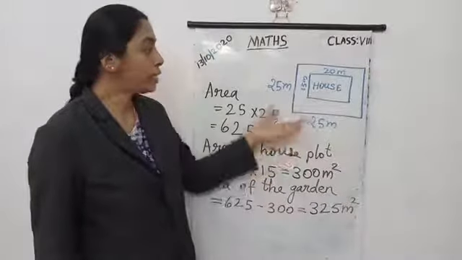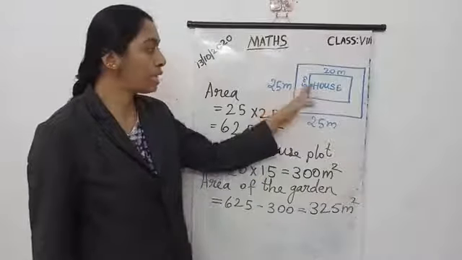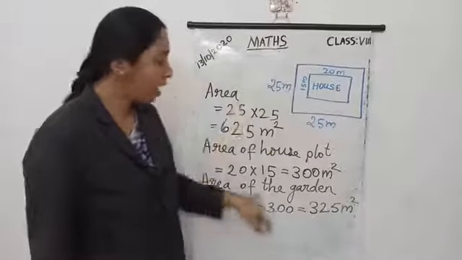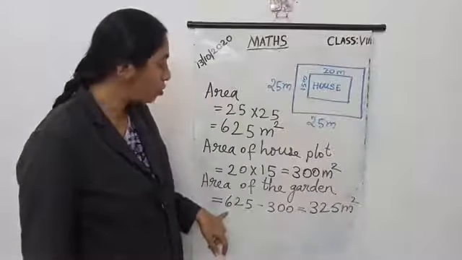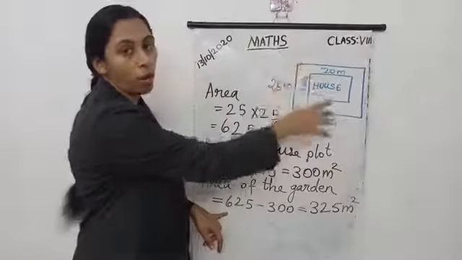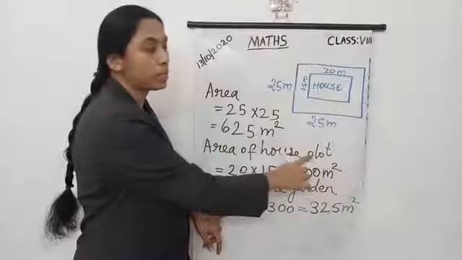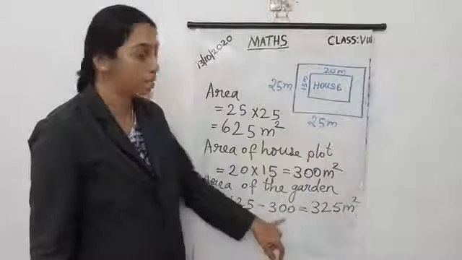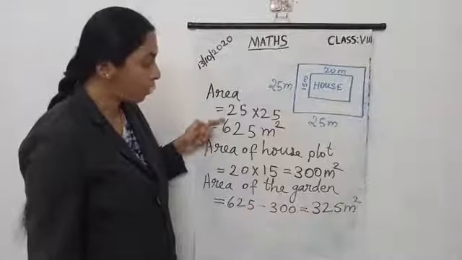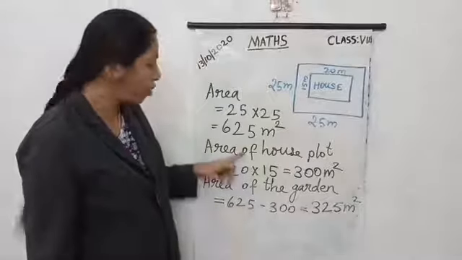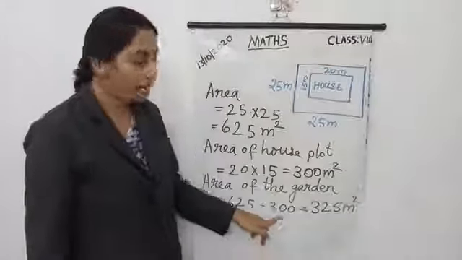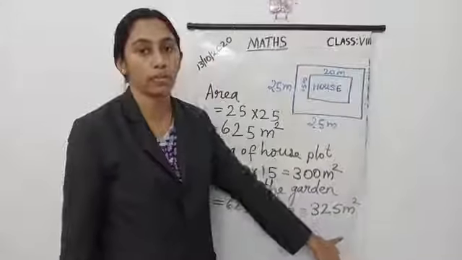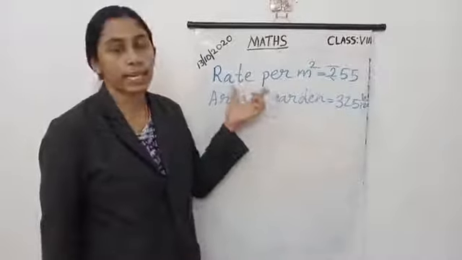Now third step, subtract both areas. We get the area of this garden space. So the area of the garden is equal to the area of the square plot minus the area of the house plot. That is 625 minus 300. The area of the square plot is 625 and the area of the house plot is 300, and subtracting, we get 325 meter square.